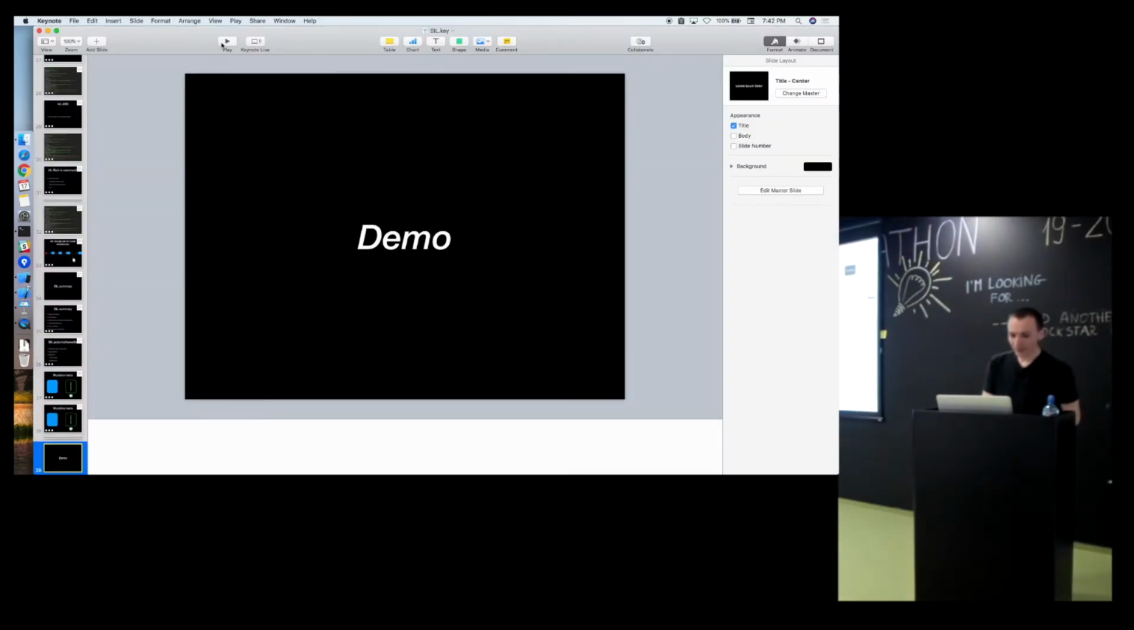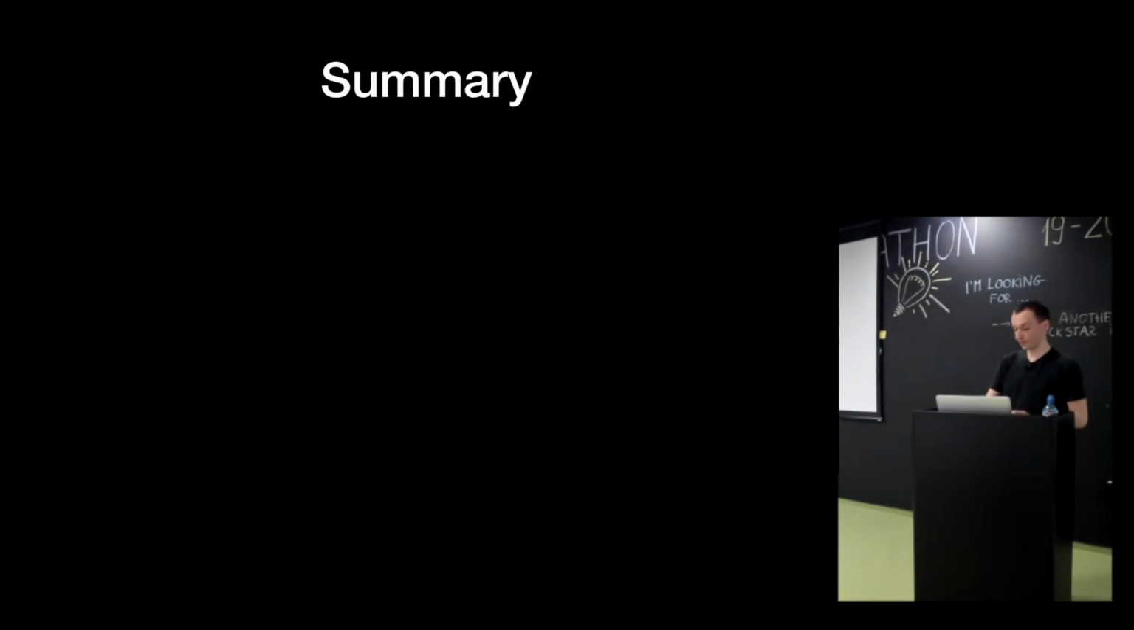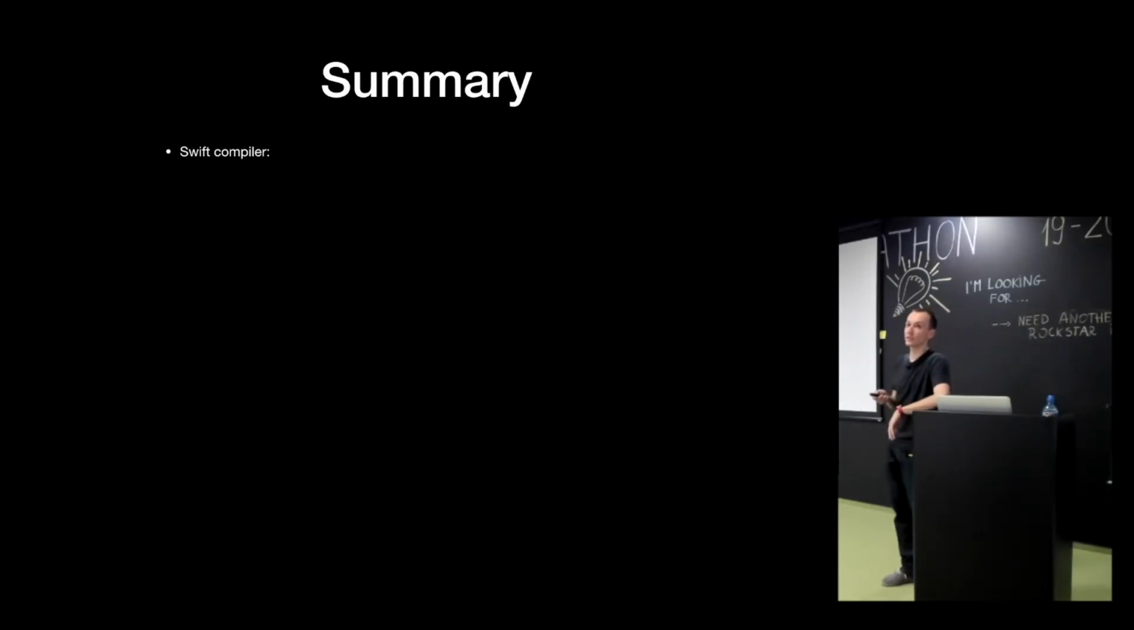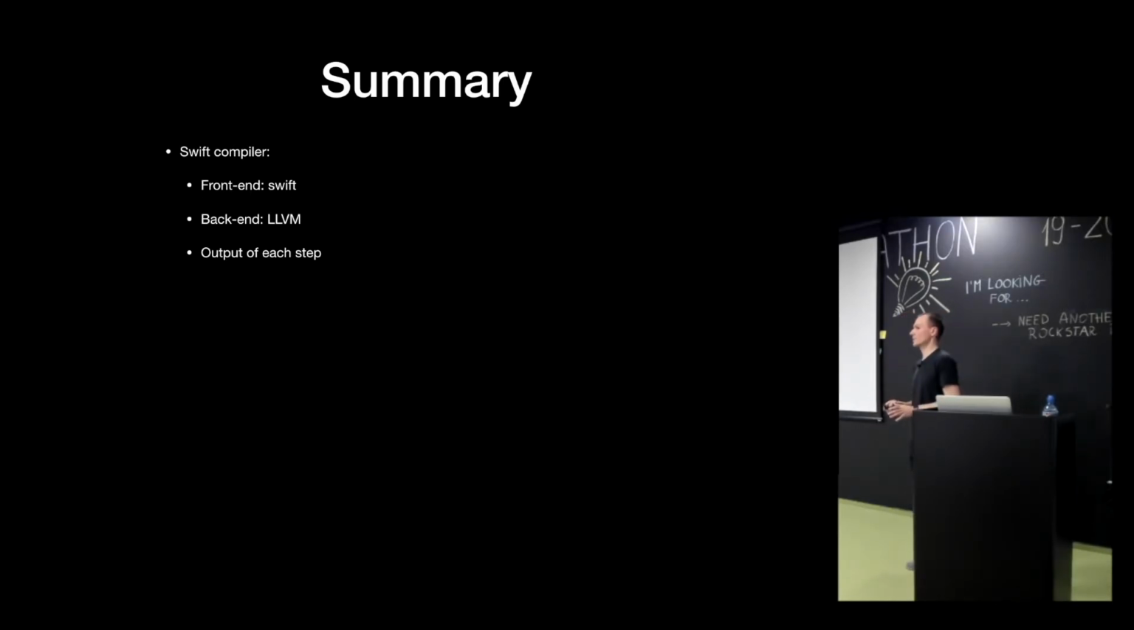Let's go back to the slides to summarize. So we learned at the beginning about Swift that it consists of a frontend for the specific Swift language. There is a backend, it reuses the same LLVM backend as Objective-C. If you are curious what the steps in the Swift compilation are, it creates a lot of options to serialize into a human readable output.